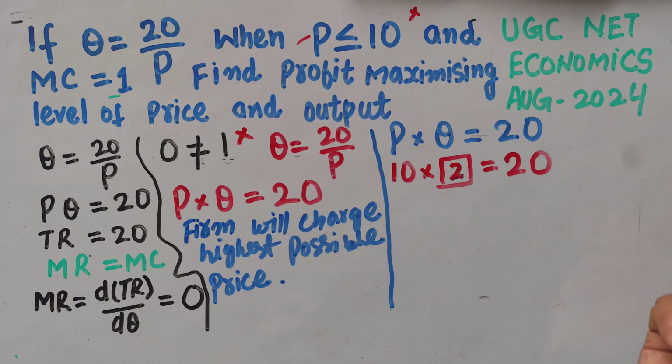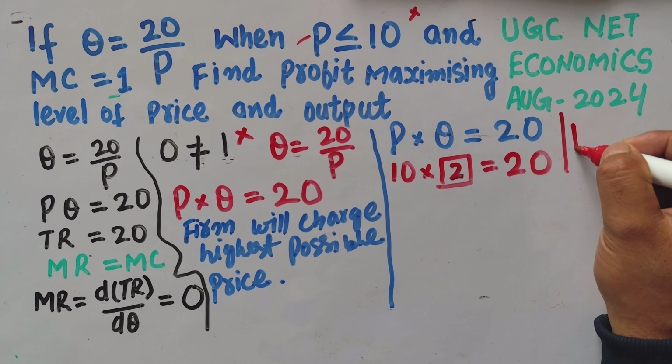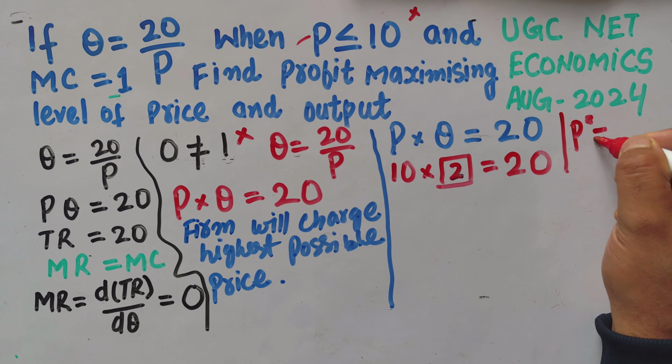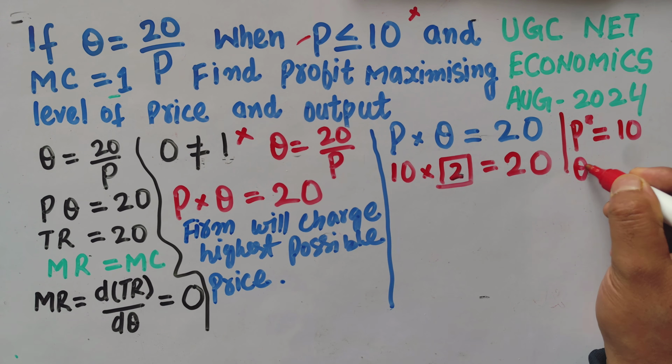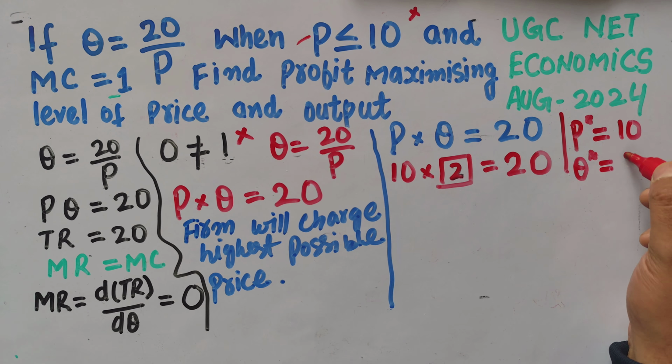That means the highest possible price, and I will explain this with an example of how it happens. So the profit maximizing price that the firm should charge will be equal to 10, and the profit maximizing output should be equal to 2 here. Okay, now let me explain with an example why this P equal to 10 and Q equal to 2 gives us the highest profit.